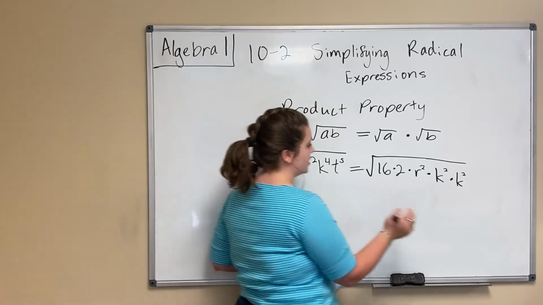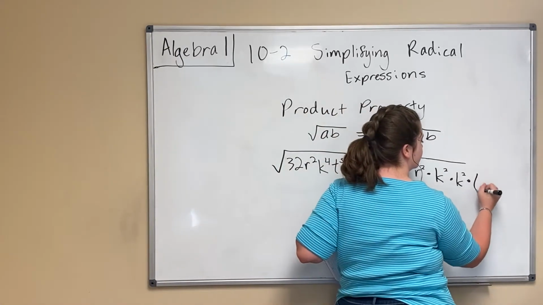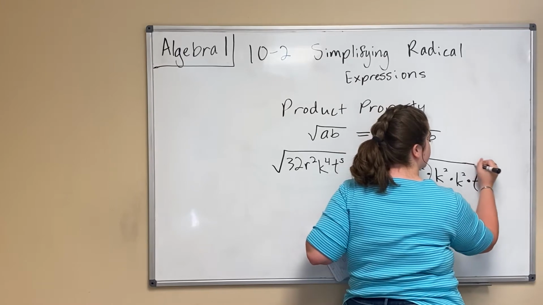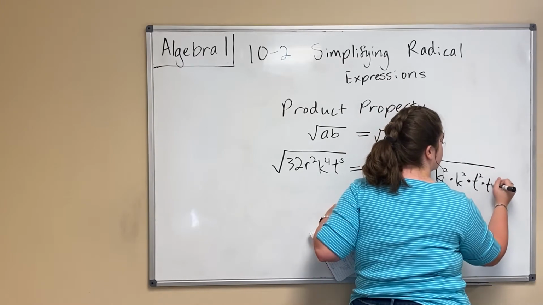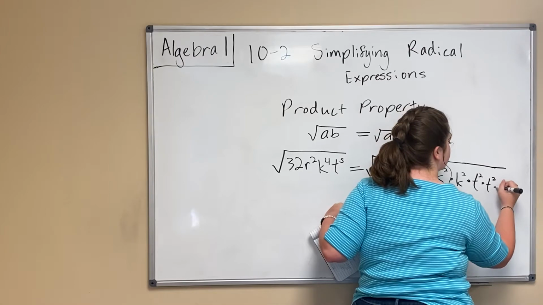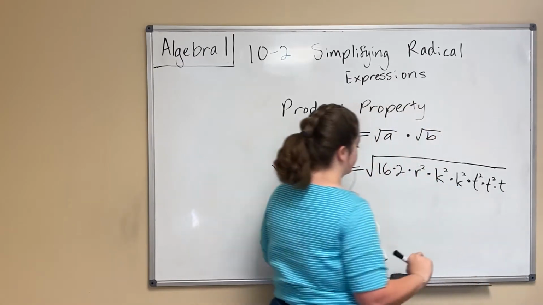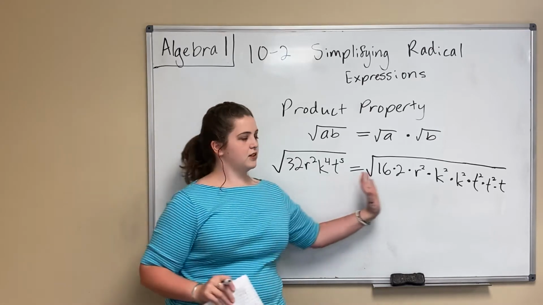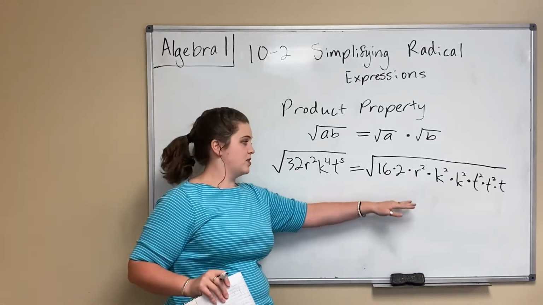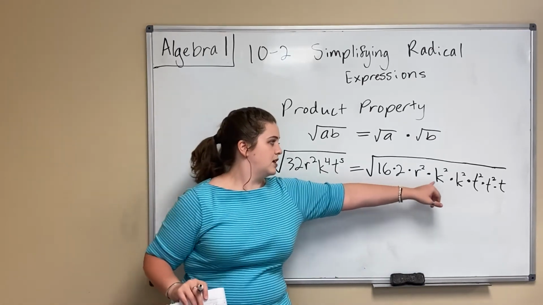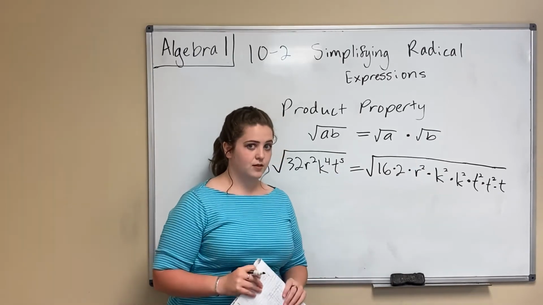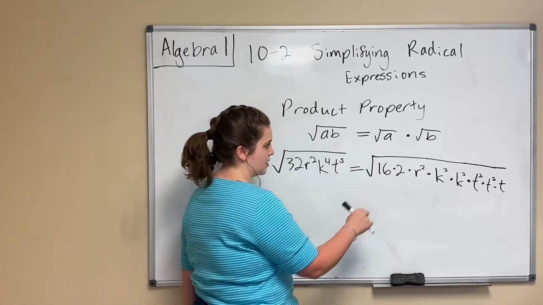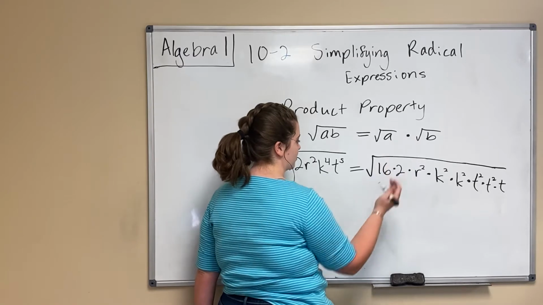And then t to the fifth, I'm going to split up into t squared times t squared times t. Okay, that's a really long thing now, but I've split it up into factors that I can find the square roots of. Now that I've done that, I'm going to split them using our product property.